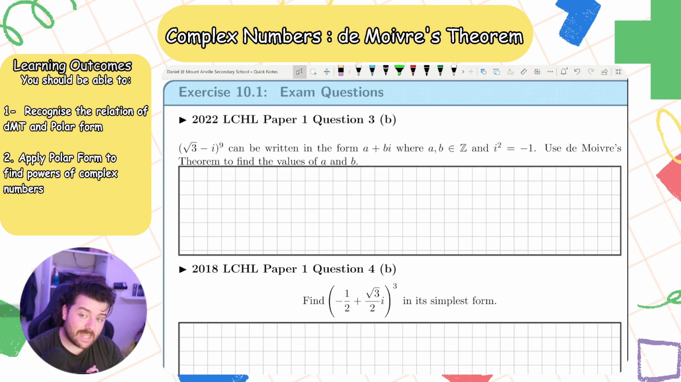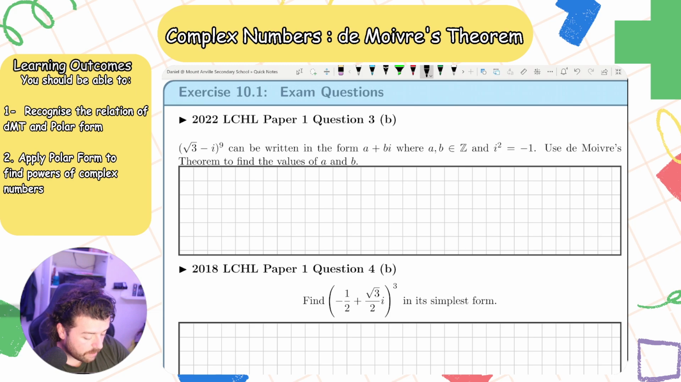Right, let's look at some exam questions now. So this is from 2022. Root 3 minus i to the power of 9 could be written in the form a plus bi. Use De Moivre's theorem to find the value of a and b. So we could multiply out the brackets, but that would take ages. So let's use De Moivre's theorem.